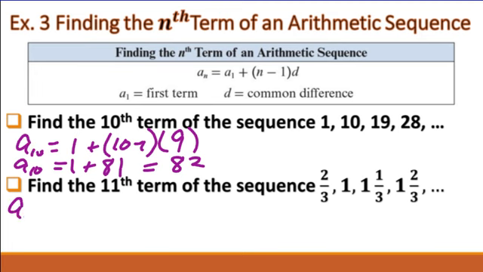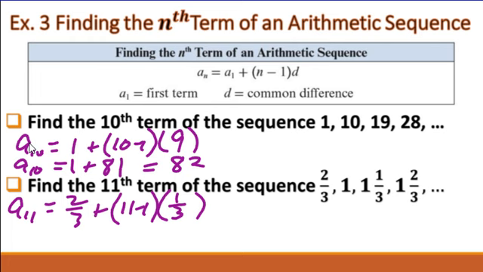Find the 11th term. This would be 2/3 plus 11 minus 1 times the common difference. 1 minus 2/3 is 1/3. So now I have 10 times 1/3, which is 10 thirds. So we got 2 thirds plus 10 thirds gives us 12 thirds, which is equal to 4.